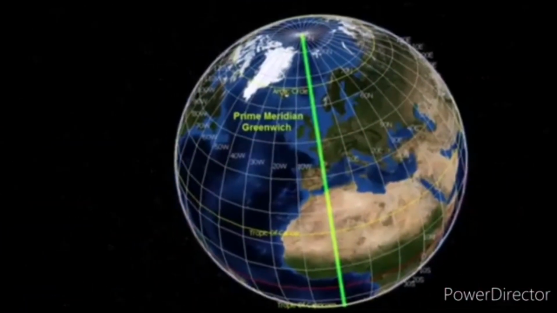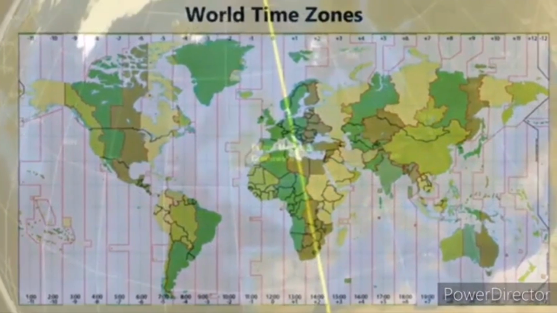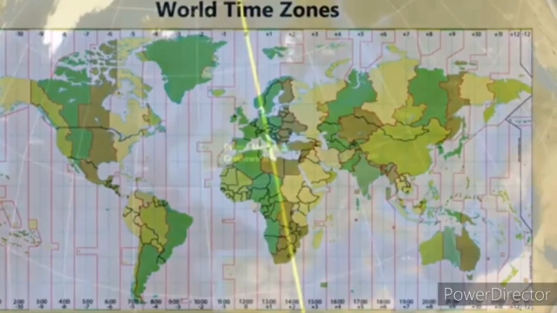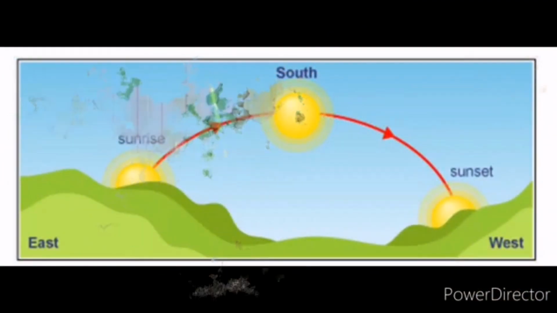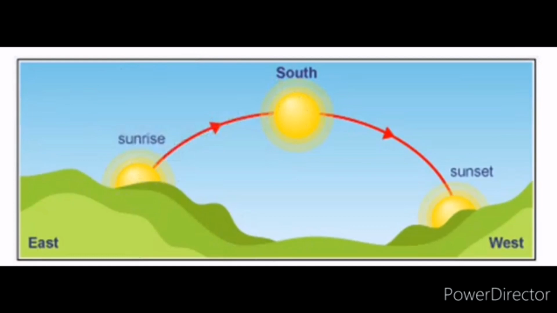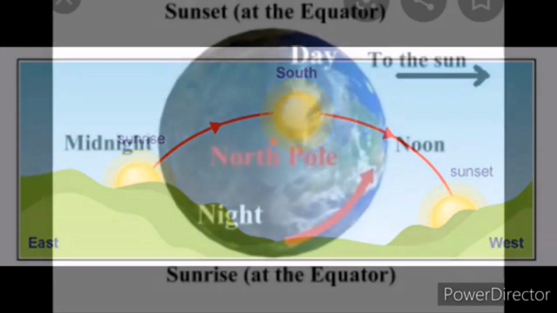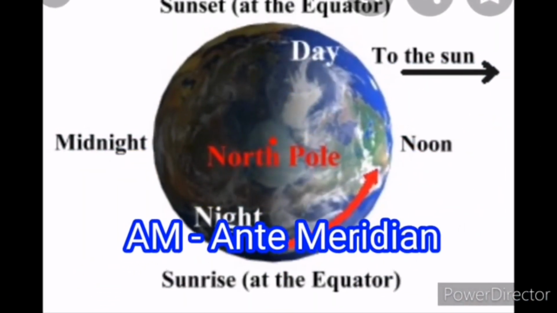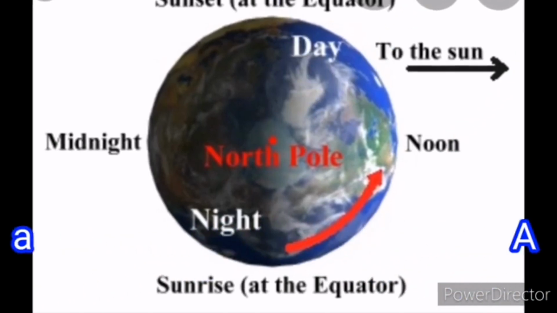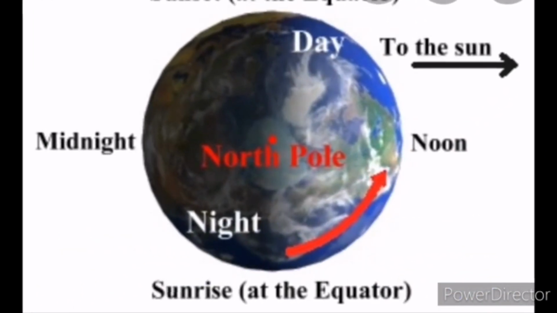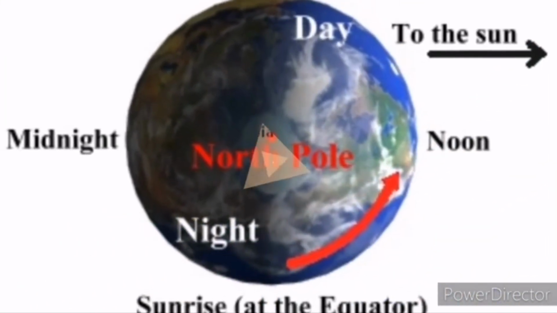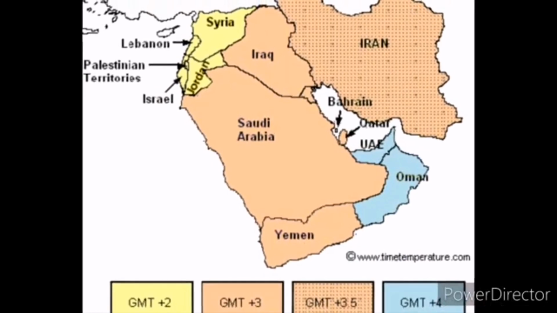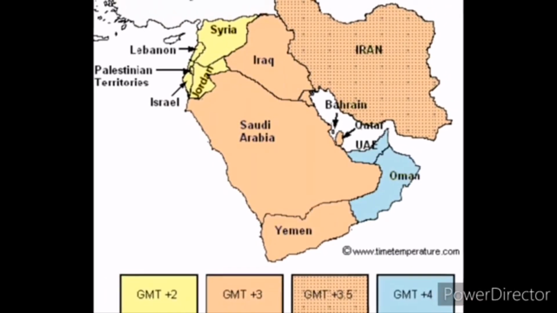Then, we are going to analyze what will happen if we are moving away from the prime meridian, going to the east or going to the west. The Sun crosses the meridians or lines of longitude at midday, or halfway between the times of sunrise and sunset, wherein anti-meridian means before midday, or as we commonly call it, AM, and post-meridian means after midday, or PM. Since the prime meridian is in Greenwich, the time starts there.